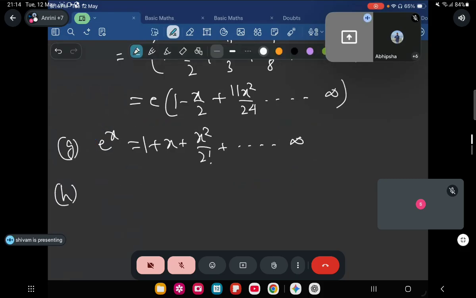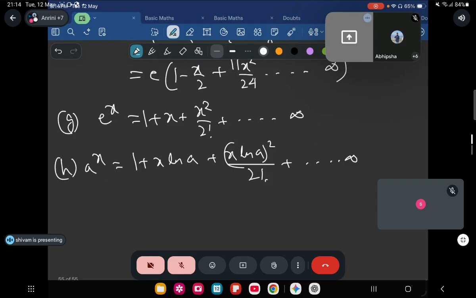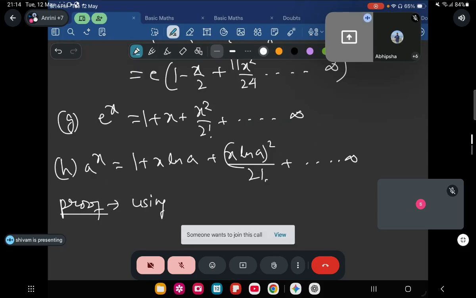Okay, number H. A to the power x will be equal to 1 plus x ln a plus (x ln a) whole square by 2 factorial plus dot dot up to infinity. Next. Proof can be done. All the proofs can be done using Maclaurin's expansion. Using Maclaurin series.